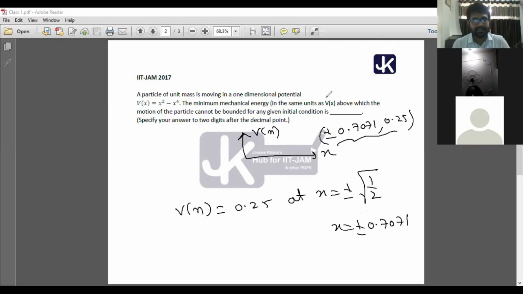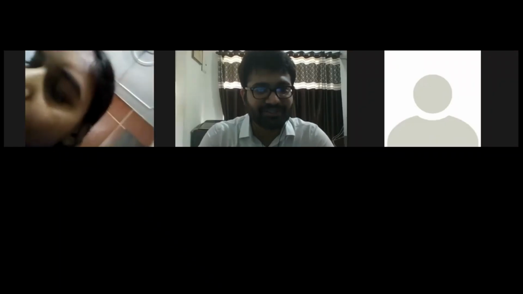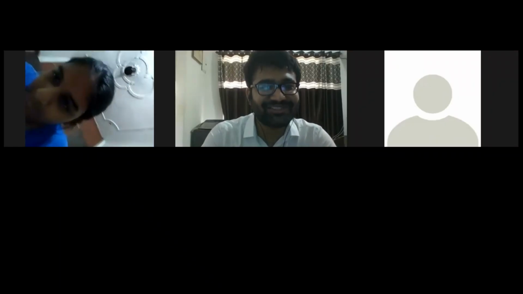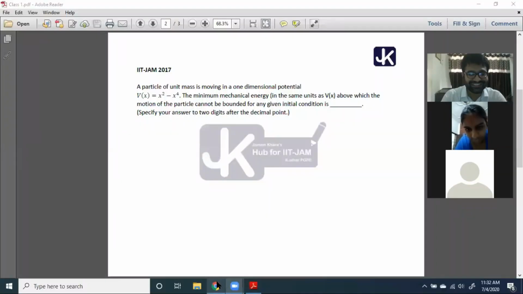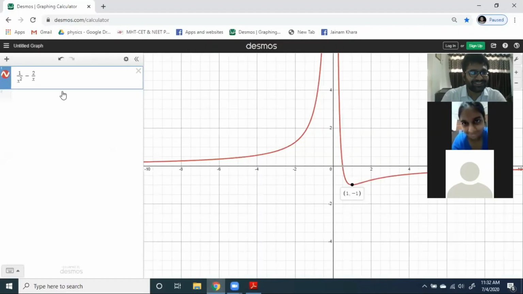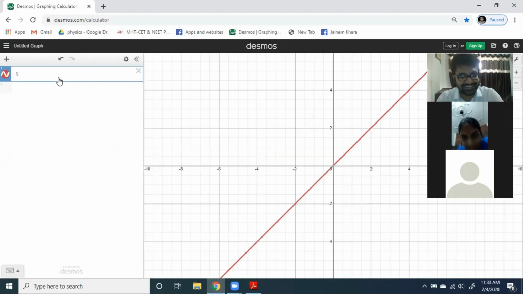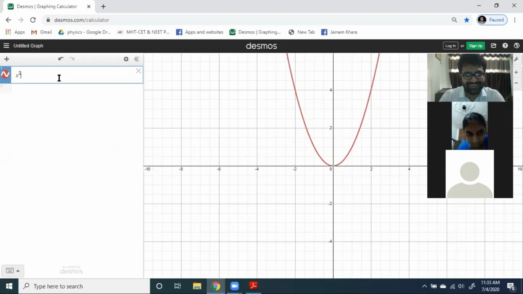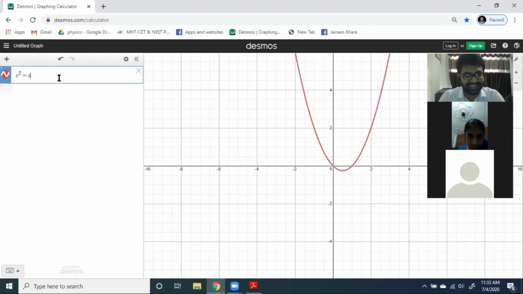Okay, so let's plot the graph, people. X square minus x raised to 4. Let's have some fun with Desmos again. I know you enjoy this part. I've seen it in your faces. So here we go. Let's plot x square minus x raised to 4.